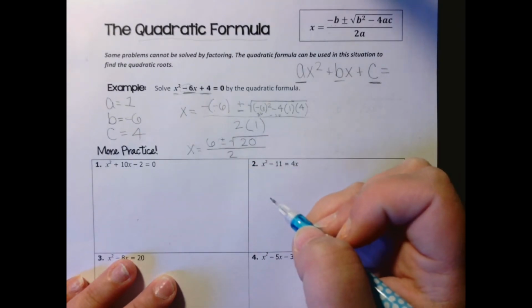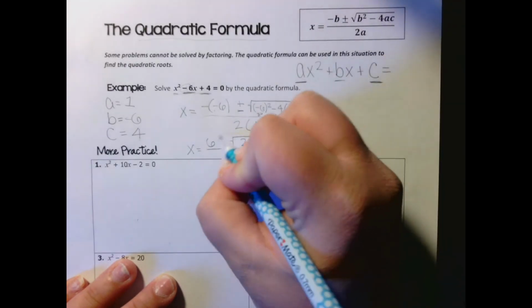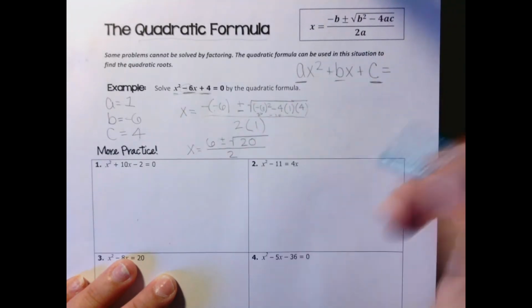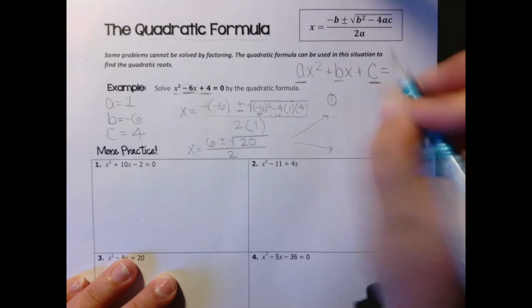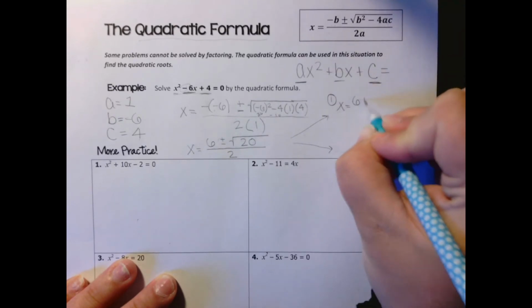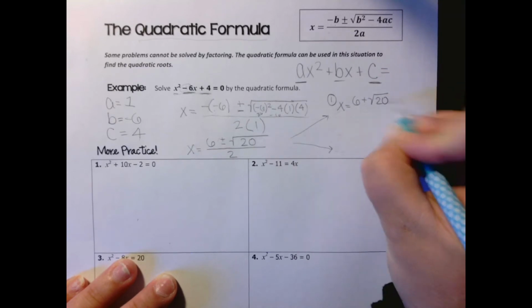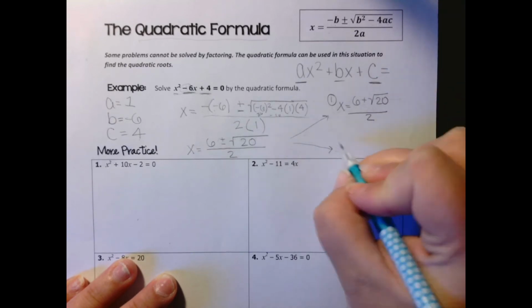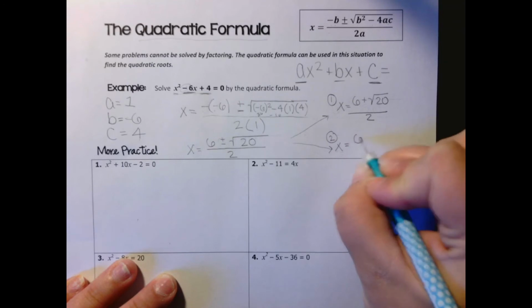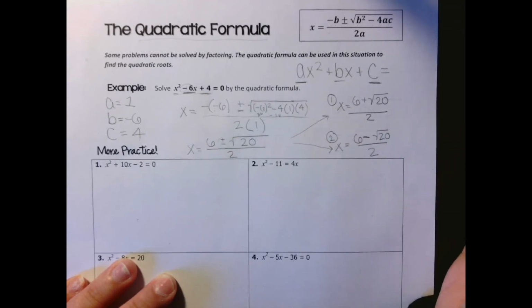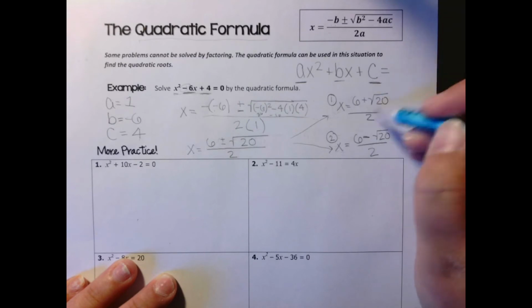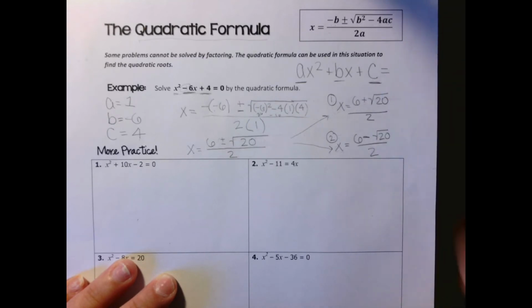So now from this point, I'm going to make two equations since I have the plus or minus. So I'm going to set up both of my equations here. So equation 1 is going to be x equals 6 plus square root of 20 divided by 2. And equation 2 equals 6 minus square root of 20 over 2. Then you're going to plug both of these each into your calculator.